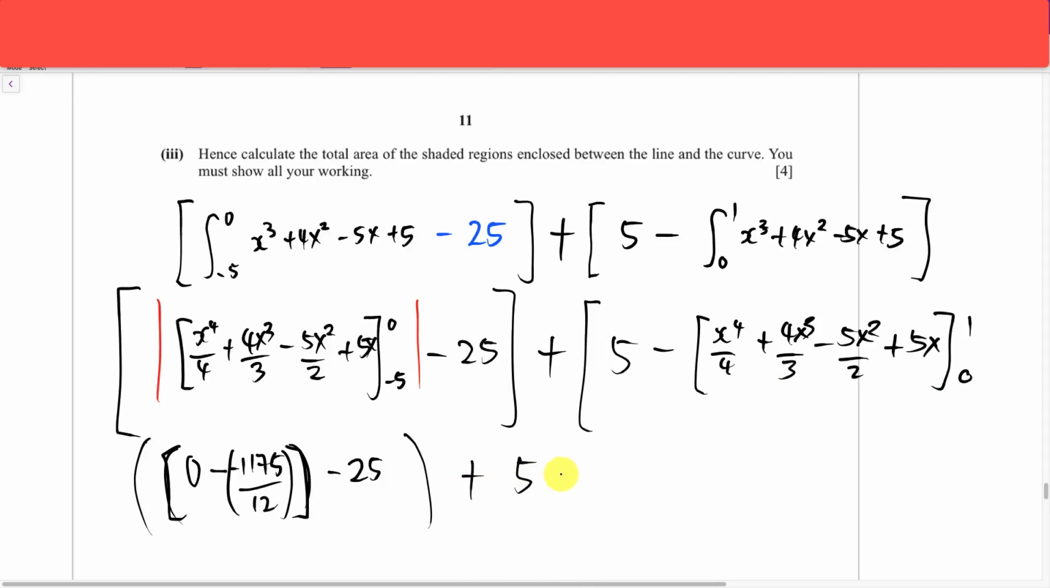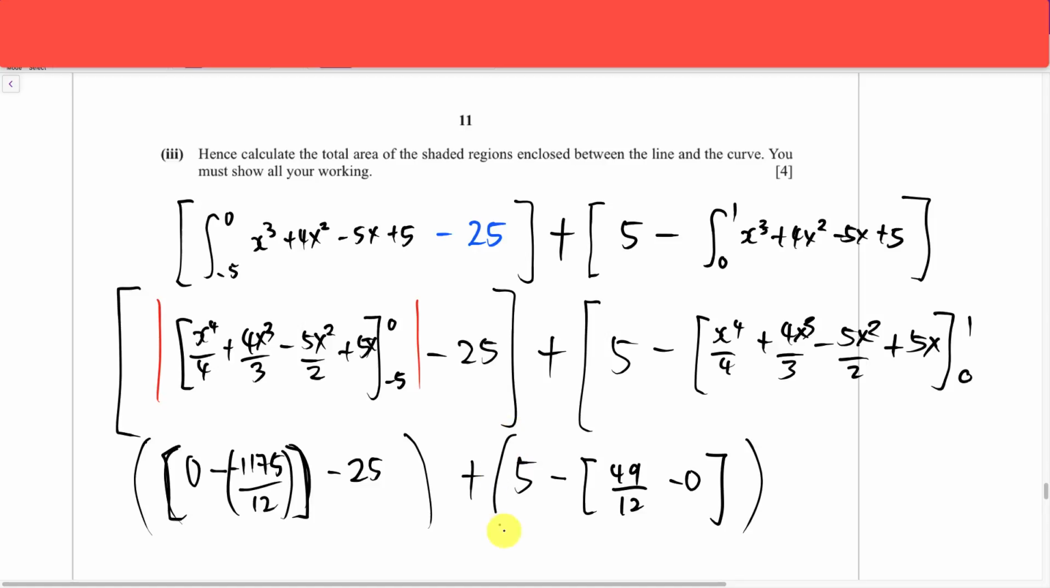So this is 5 minus the bracket. This one you sub 1 minus 0, so I will sub the 1 into here. This one should be quite fast. 1 over 4 plus 4 over 3 minus 5 over 2 plus 5. Okay, this one should be 49 over 12 minus 0.